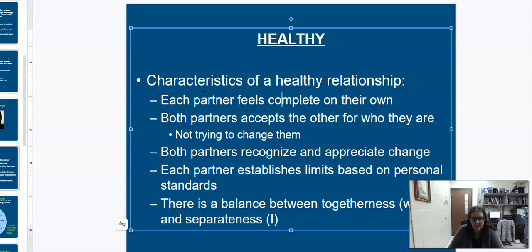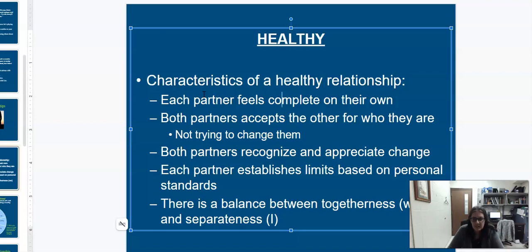And both partners accepting the other for who they are is huge. A lot of times people think, well, they might change a little bit, or oh, they'll change if they love me. That doesn't work that way. So if you can't accept them for who they are, then you should not be with them. Both partners recognize and appreciate change because no one stays the same.